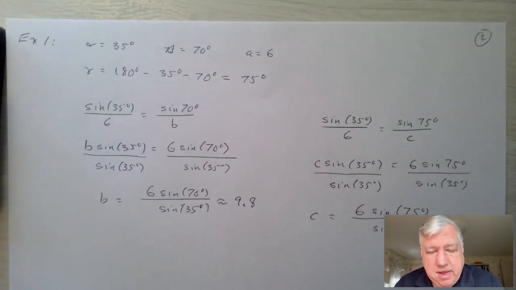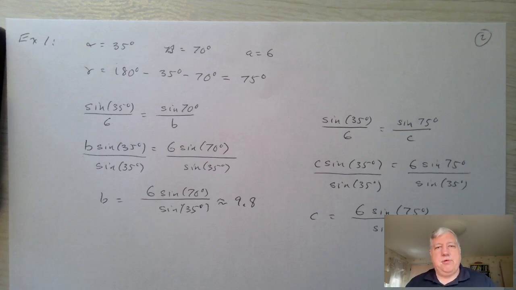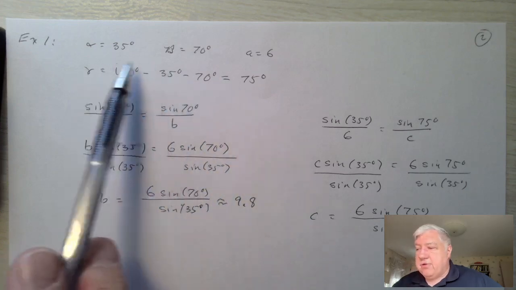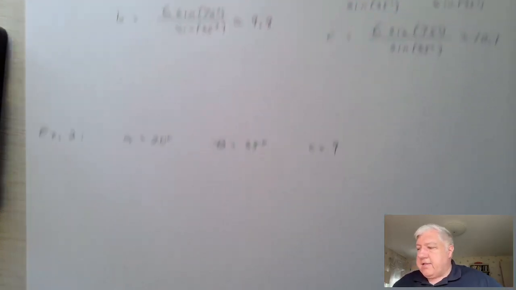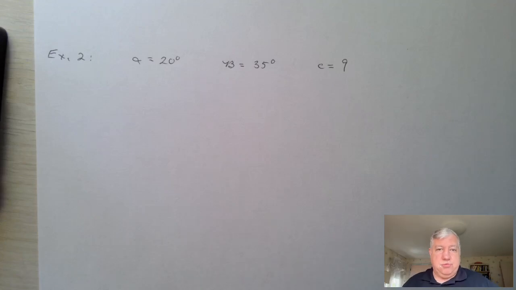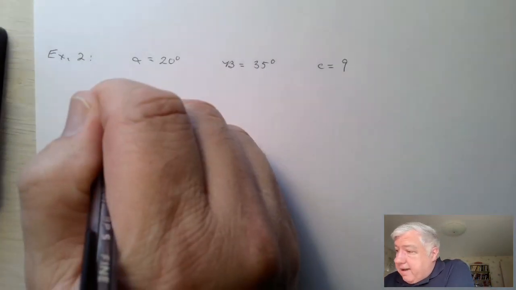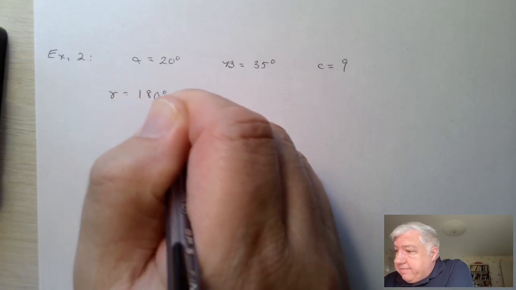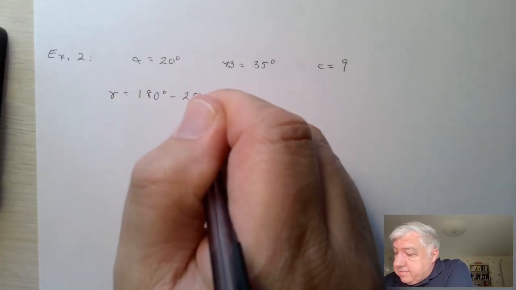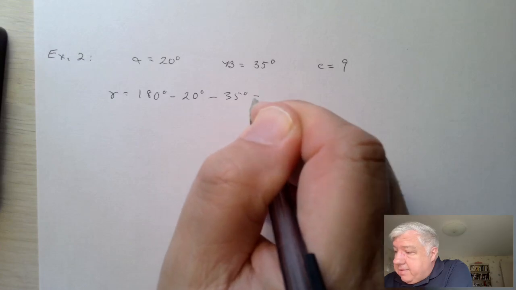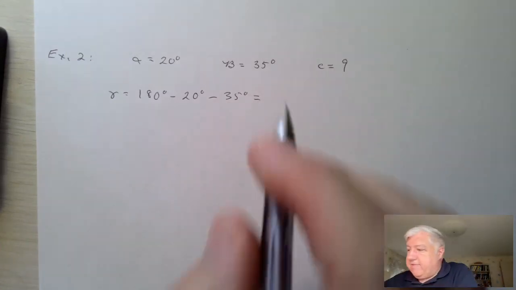And you can do this anytime you're given 2 angles and a side. You could do this even if the side given doesn't correspond to the other 2 angles. And that's exactly what happens in example 2. Here C is opposite gamma, but we're not given gamma, but we don't care because we can find gamma easily enough because we have the other 2 angles. So gamma is going to be 180 minus 20 minus 35, which is 125 degrees.